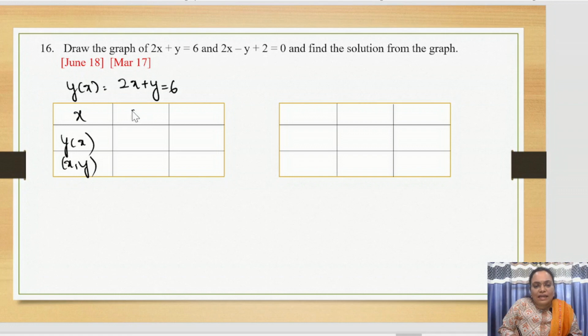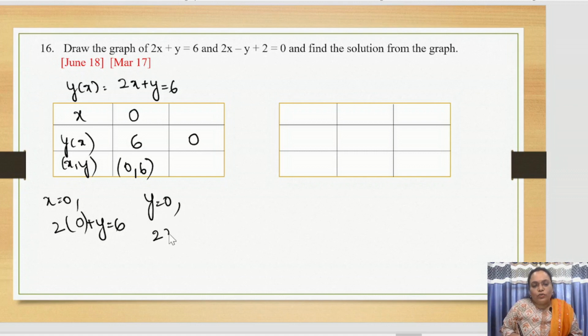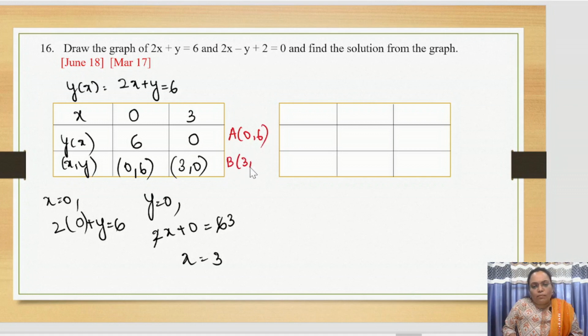Okay. So let us take x equals 0. If you put x equals 0, this will be 0 plus y equals 6. Yes, you will get y as 6. And if you put y equals 0, 2x plus 0 equals 6, which is 2 1s are 2, 2 3s are 6. You will get x equals 3. If you put y as 0, you will get x as 3. The coordinates are 3 and 0. So you can take the points as A of 0, 6 and B of 3, 0.